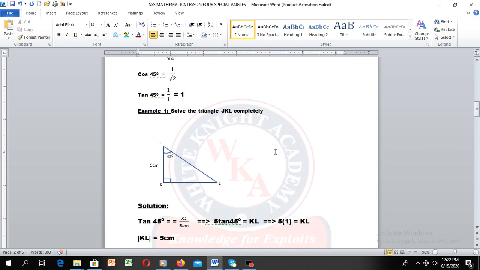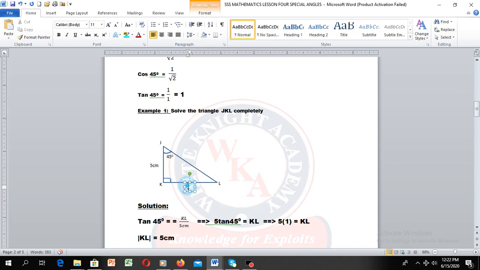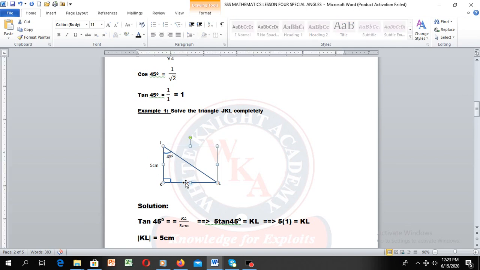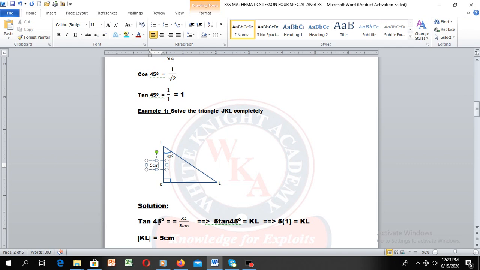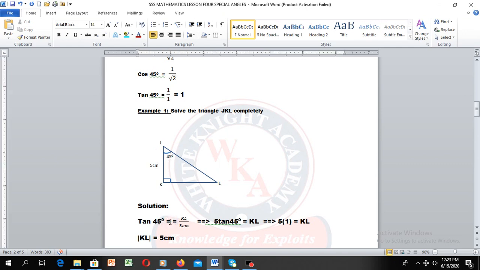Alright, so let's go a step further. Now here lies the solution. Since we are looking for KL, we can look for side KL first, which is the opposite. So we're going to have opposite over what? The only value we have is 5 centimeters. So we have 5 centimeters, we have angle 45 degrees, and this is one of the unknowns. And so that means that tan 45 is equal to KL, which is the opposite, over JK, which is the adjacent. So tan 45 degrees is equal to KL over 5 centimeters, which is JK.